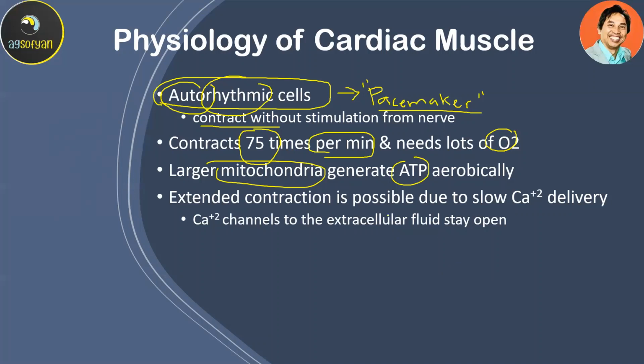And then extended contraction is possible due to the slow calcium delivery. So the calcium channel in the extracellular fluid will keep open. Therefore, calcium will keep entering into the sarcoplasm of this cardiac muscle.